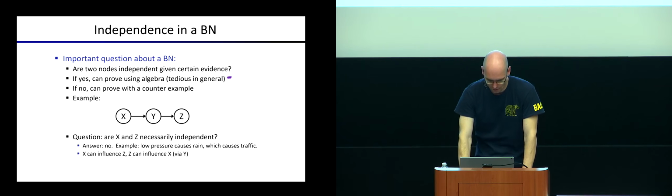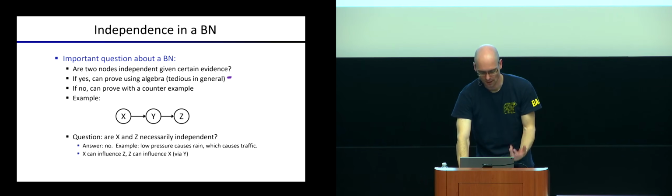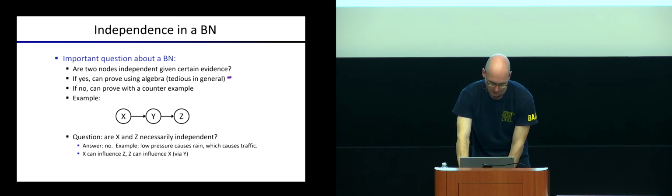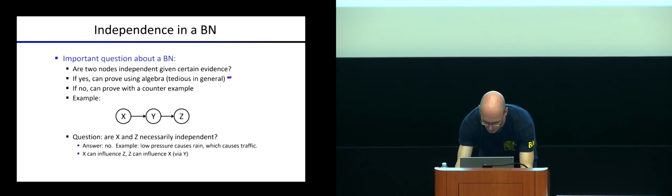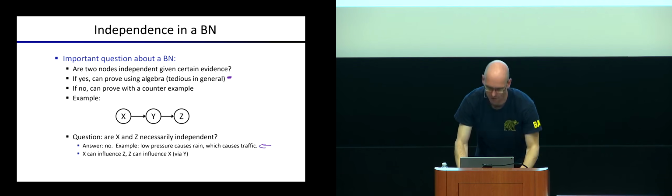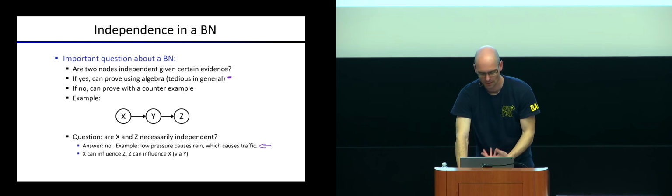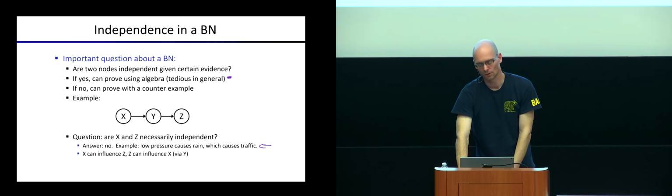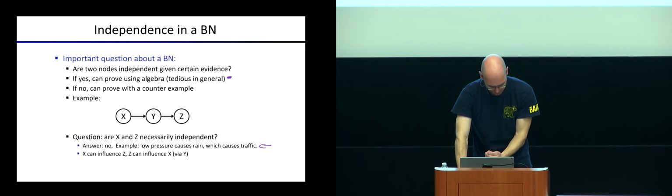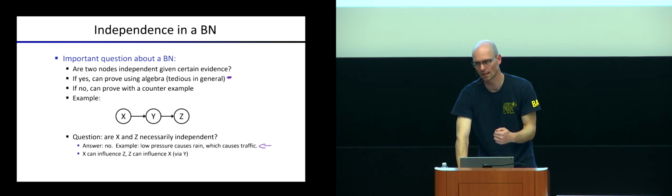So what can you do? You can say, I have this reasoning. X can influence Z because this story over here is one way to explain it. Maybe there's low pressure, which causes rain, which causes traffic. And I can associate a distribution with this. I can actually put numbers down and say probability of Y given X maybe is Y is always equal to X. Z is always equal to Y. And if that's the case, then we know that X influences Z and they're not independent.